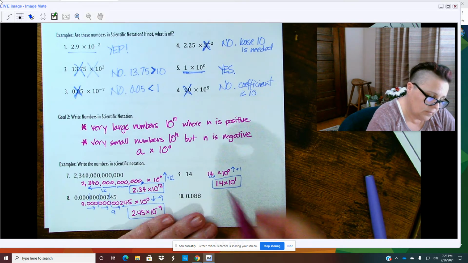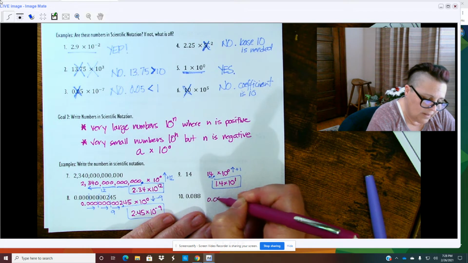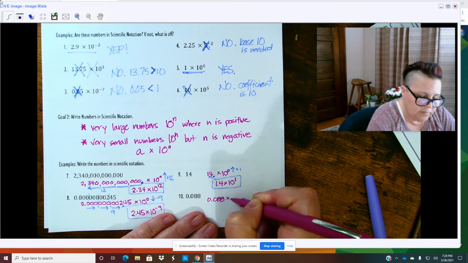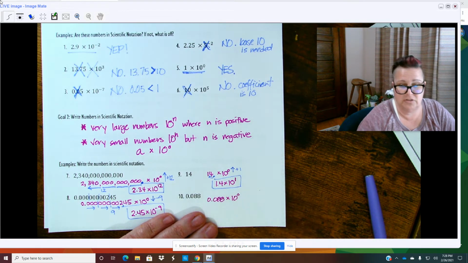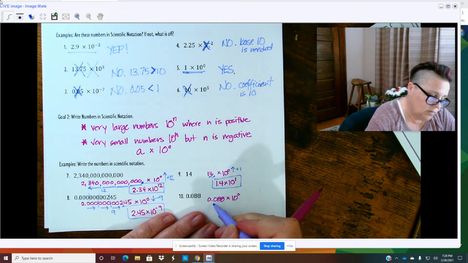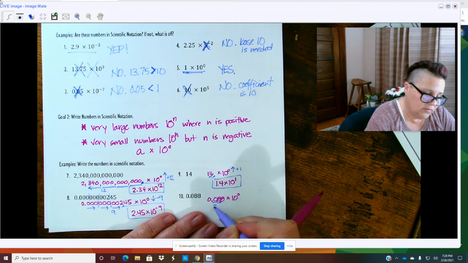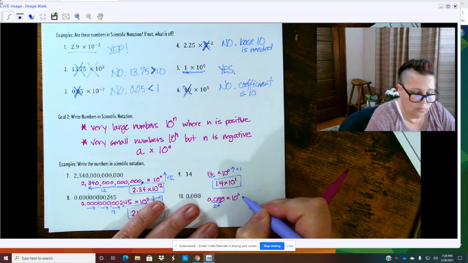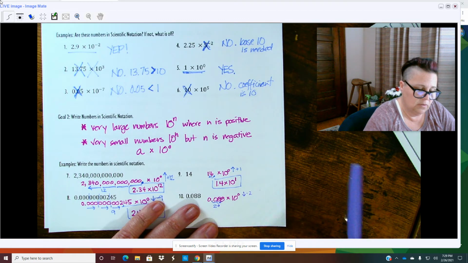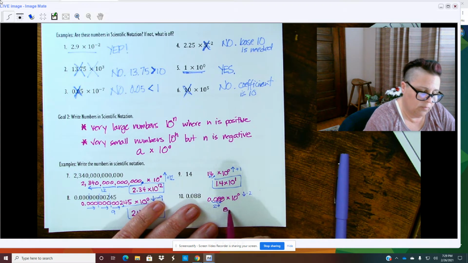0.088. I would write it as 0.088 times 10 to the 0 power, because that's just a 1. And my decimal point needs to go between the 2 8s. So that's 2 places to the right, which subtracts 2 from my exponent, or 8.8 times 10 to the negative 2nd.